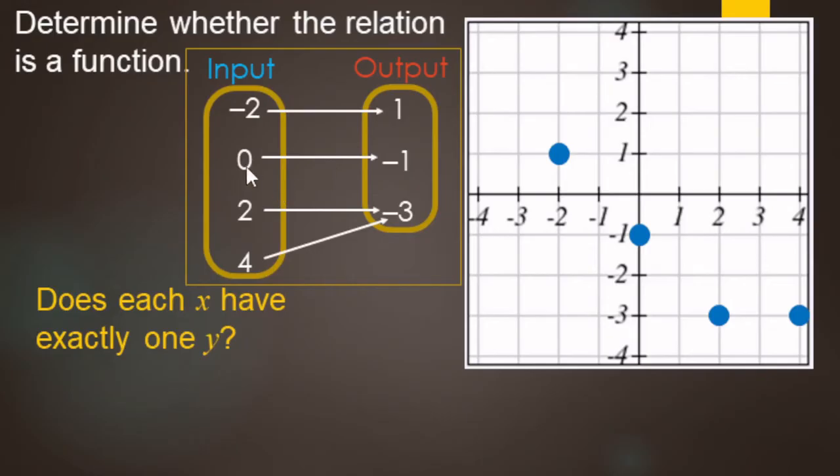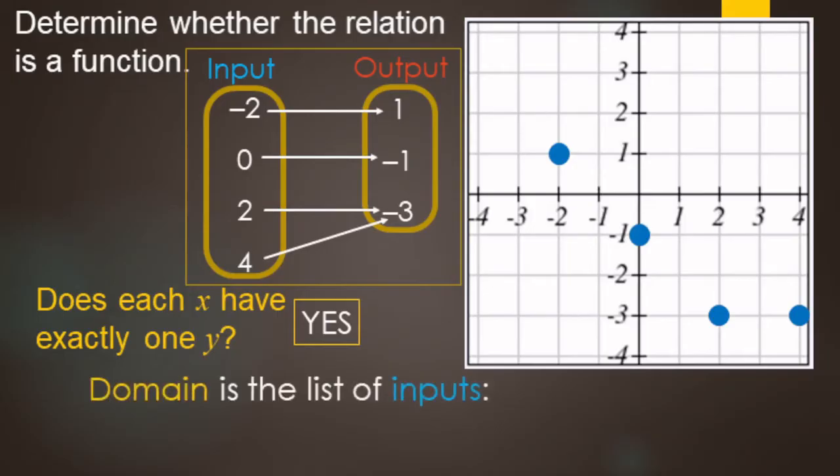This x goes to one y, this x one y, this x one y, this x one y. Same thing on the graph here. This x, there's one y, this x, one y, this x, one y, and this x, one y. So each x has exactly one y. So yes, this is a function.